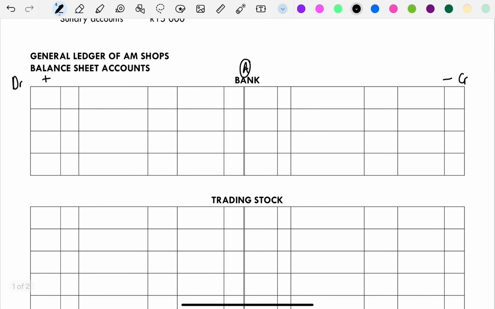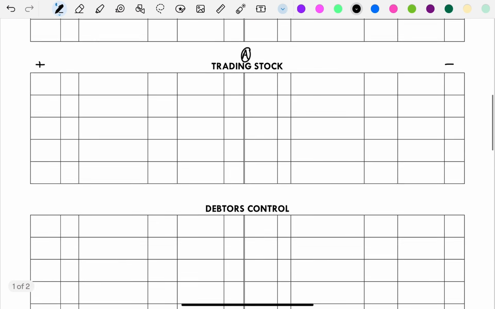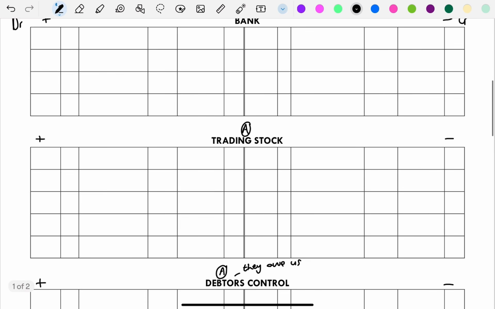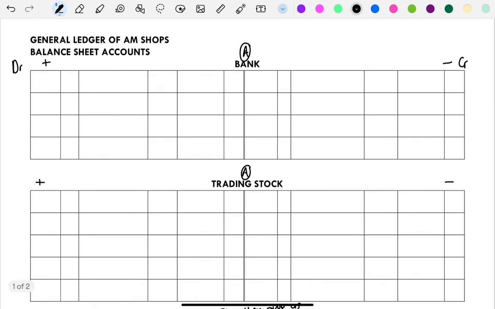Right, trading stock is also an asset. Your inventory is always an asset for the business, because the business knows if they sell the inventory, they're going to make money, and that's really good. And our debtors control account represents our customers who have bought on credit from us, and that means they owe us money, and that makes them an asset because we know we're going to get money soon. So debtors control, trading stock, and bank will always be assets.